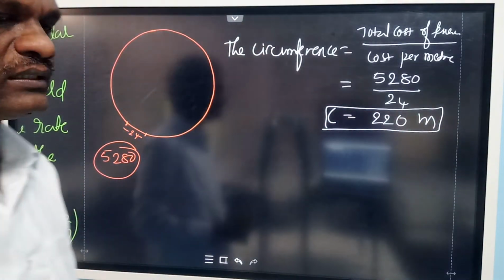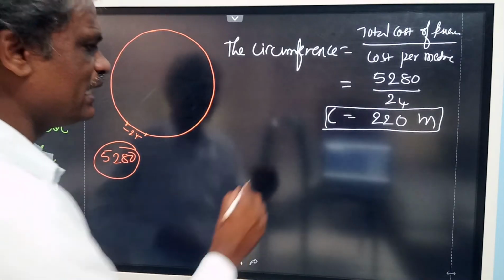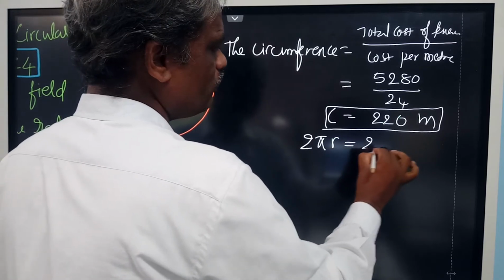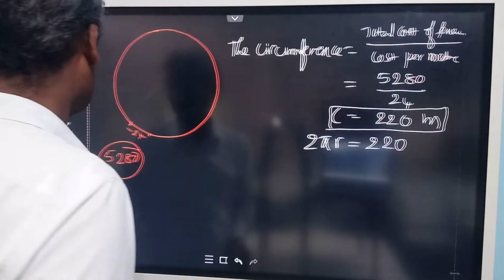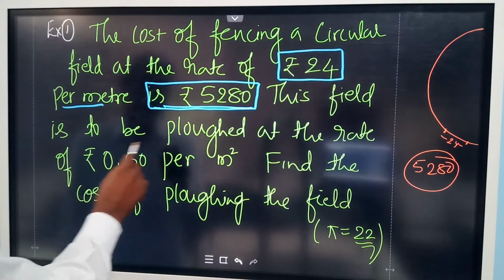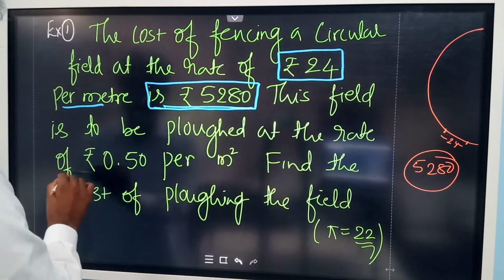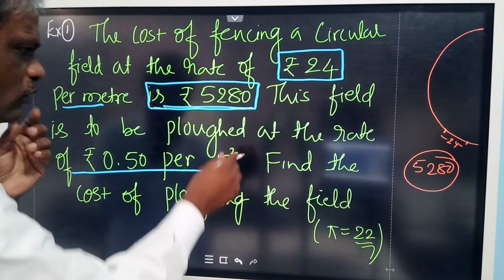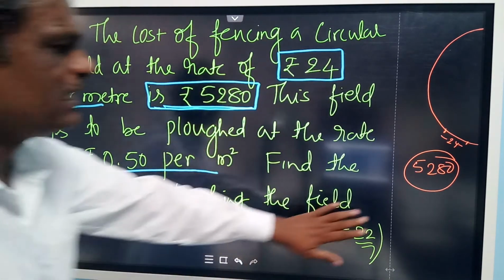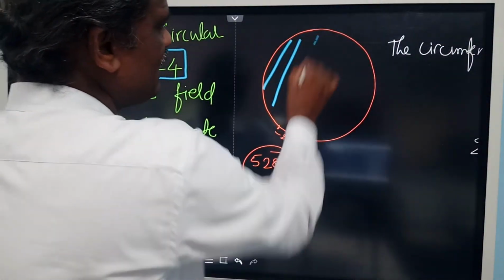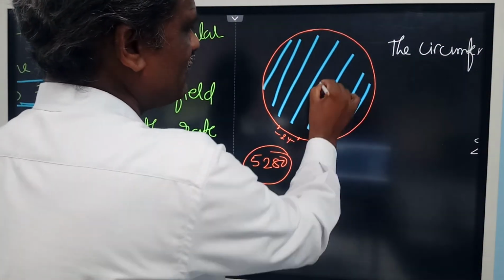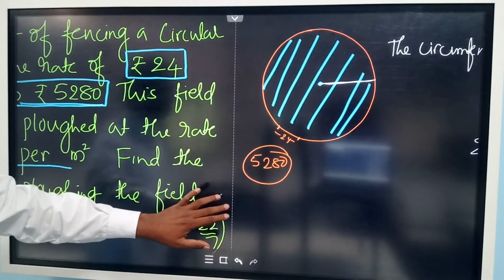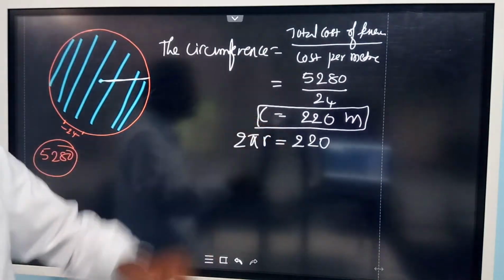From this circumference, you can find out the radius also, since it is equal to 2 pi r, so 2 pi r is equal to 220. See, this field is to be floored at the rate of rupees 0.5 per meter square. Find the cost of flooring the field. Flooring means you need to find the area of this entire field. To find the area of the field, I need the radius. The radius is not given. Instead of this, we got the circumference.